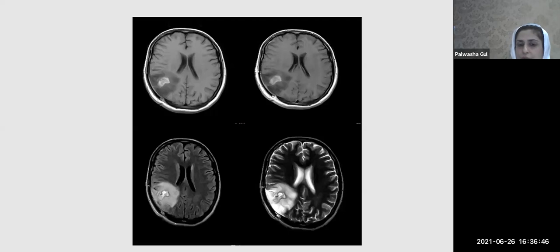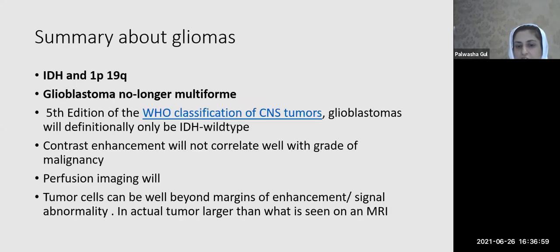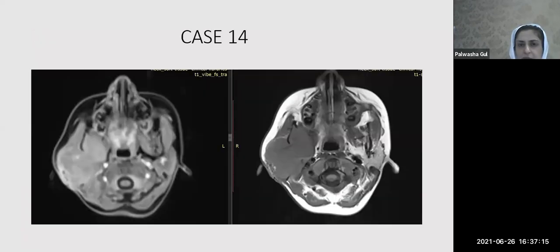So the neuro people would be resecting a larger area of the tumor, of course, to get clear resection margins, but also because these gliomas are notorious for infiltrating into adjacent brain parenchyma. So tumor cells can be well beyond the margins of enhancement or signal abnormality, and the tumor size is actually larger than what is seen on an MRI. These are just clinical points that can help you in your clinical discussion or MDT maybe.